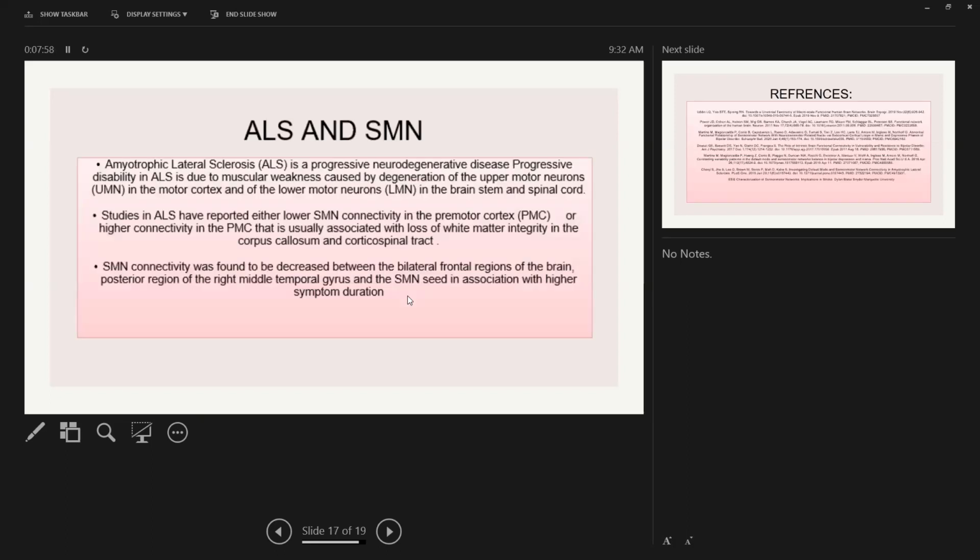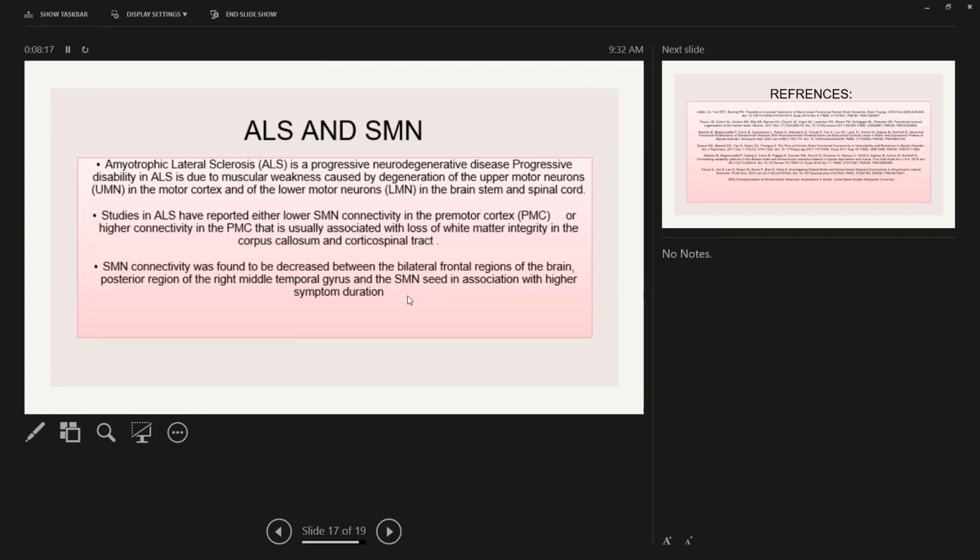ALS and sensorimotor network. The amyotrophic lateral sclerosis is a progressive neurodegenerative disease. Progressive disability in ALS is due to the muscular weakness caused by the degeneration of the upper motor neuron in the motor cortex and of the lower motor neuron in the brain stem and the spinal cord.